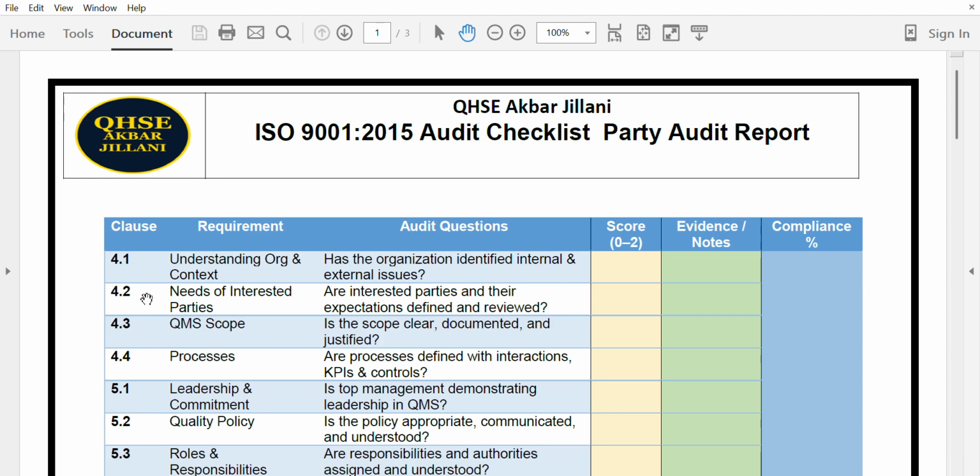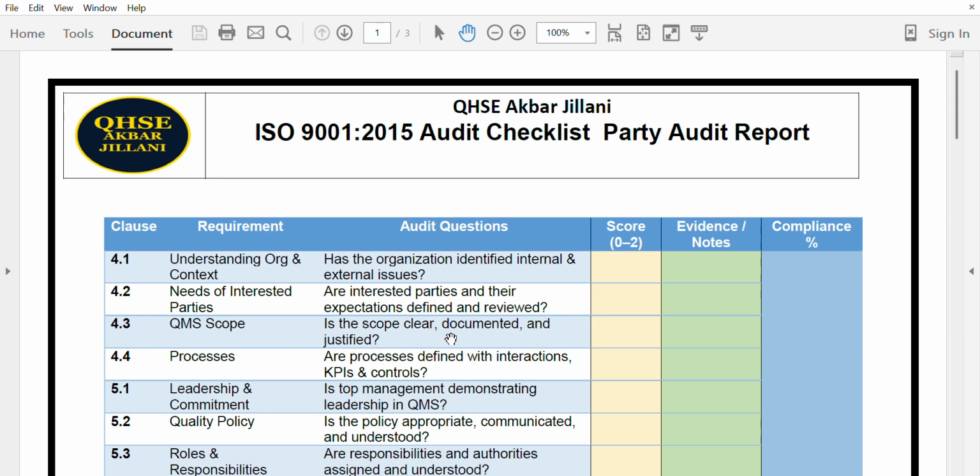Then we come to 4.2, needs and expectations of interested parties. Are interested parties and their expectations defined and reviewed? Yes or no? Any evidence? Then the QMS scope of the management system.